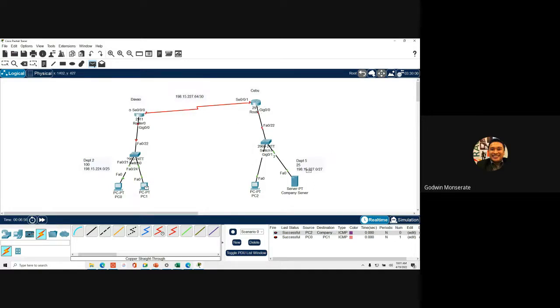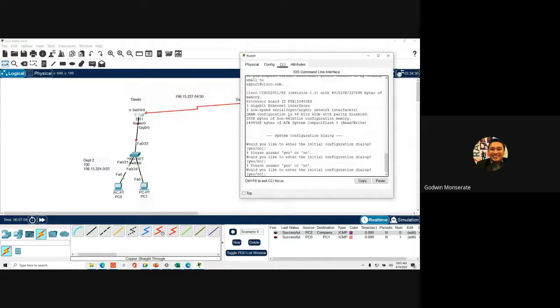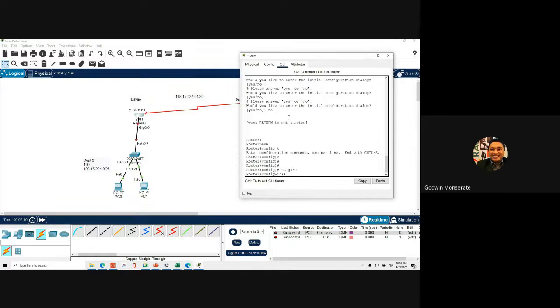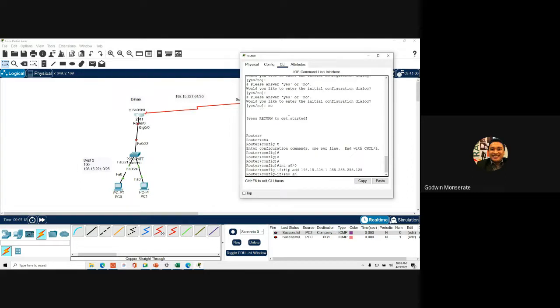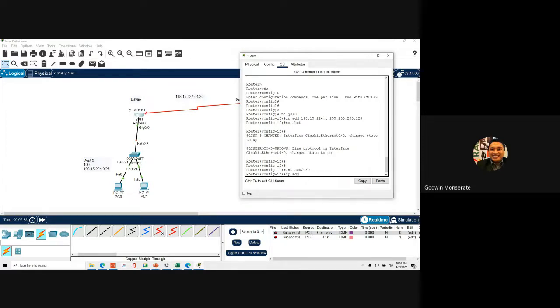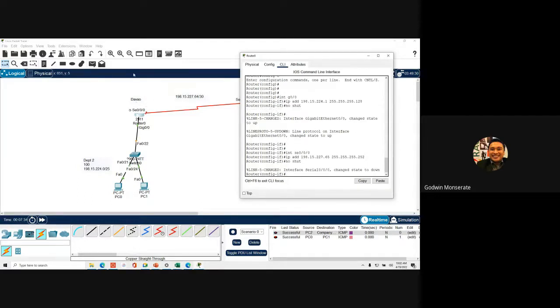That's why, these two should communicate. The two branch. So, atong i-applyan og interface configuration. CLI, then enable, config t, then in G0/0, IP add, atong gateway is 198.15.224.1 255.255.255.128, no shut. Okay, next is in SE0/0, IP address 198.15.227.65 255.255.255.252. Enter, no shut. So, okay na ko dire sa Davao.